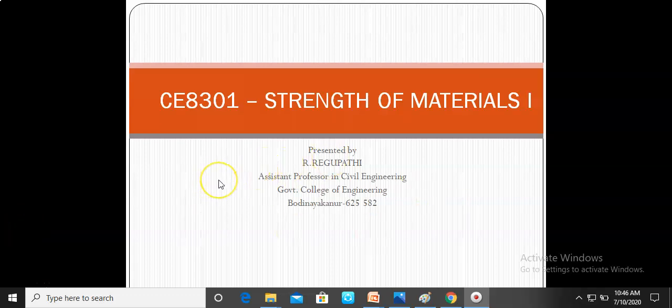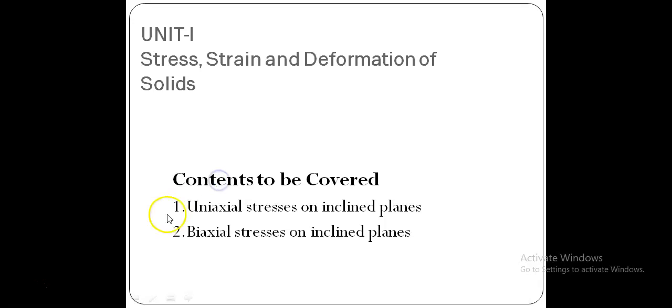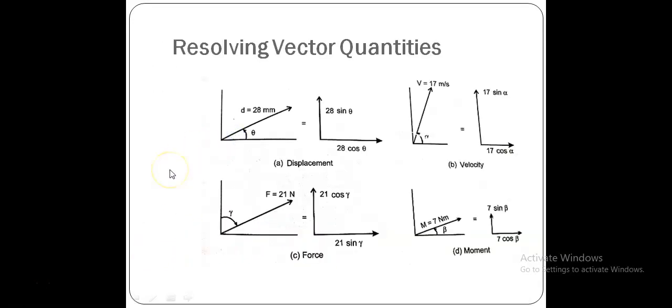So in this strength of materials 1 subject, the contents to be covered in this lecture are: number 1, uniaxial stress on inclined planes, then biaxial stresses on inclined planes. Before entering into these topics, we will make a small reminder on resolving vector quantities. We have already seen this in the lower classes.